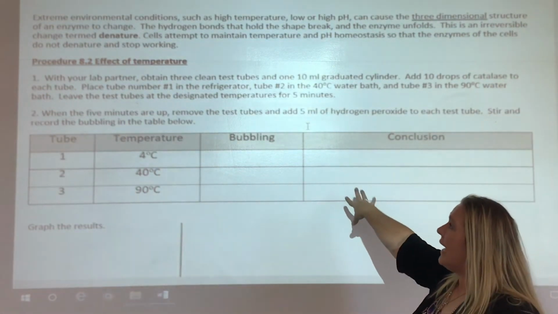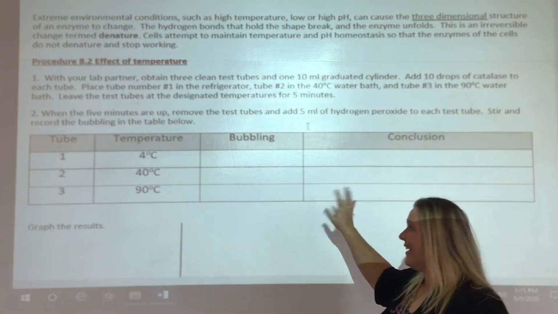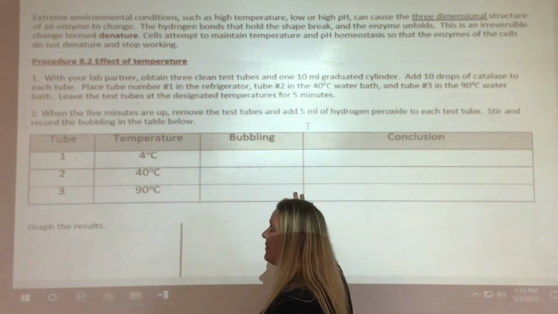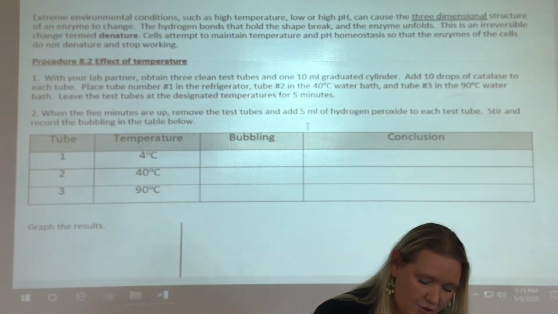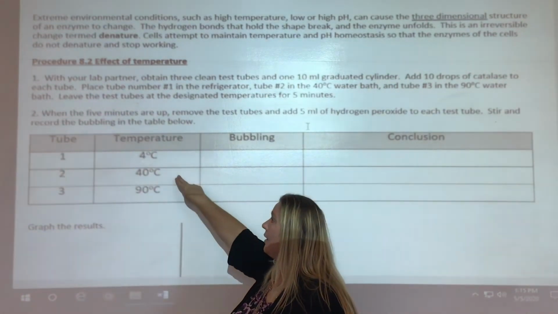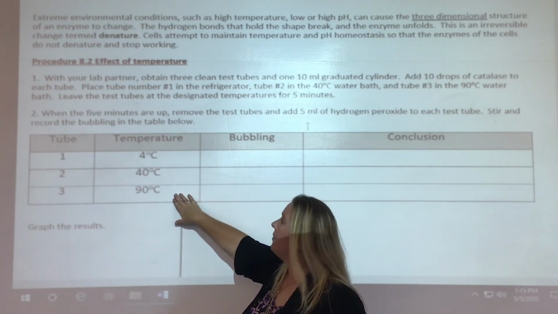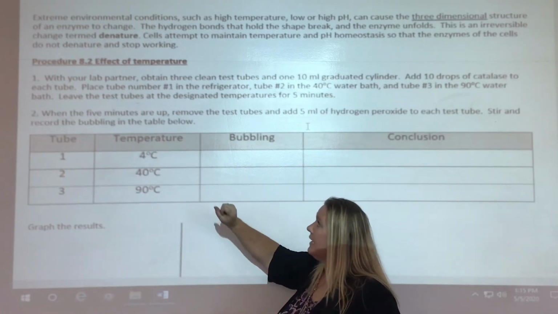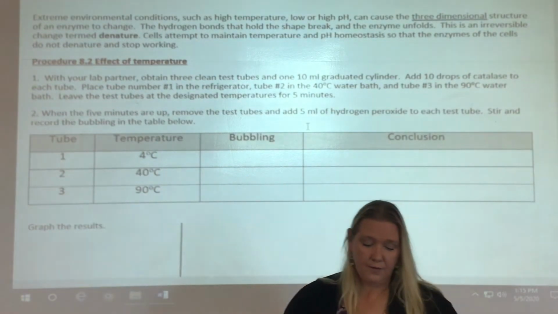So here we're going to look at, does temperature affect the activity of an enzyme. So we have 3 test tubes. The first one we put in the refrigerator at 4 degrees. Then we had one sitting at room temperature, and then we warmed up one in a water bath. And so we're going to see how temperature may affect the activity of that enzyme.